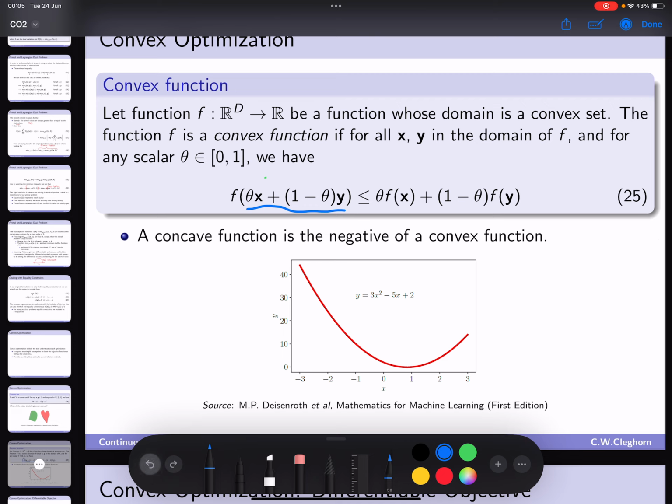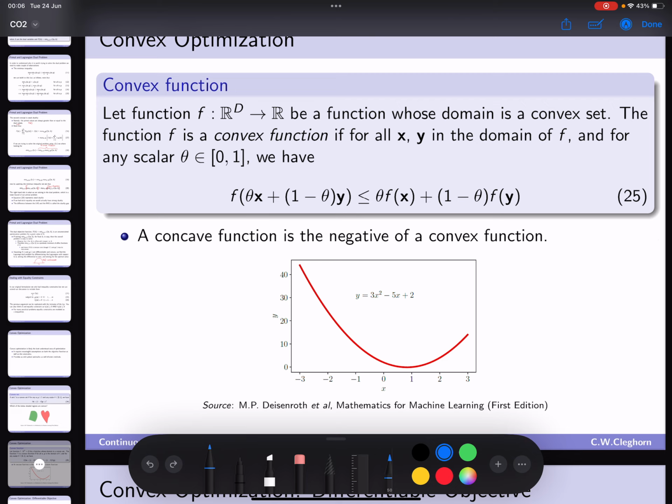So regardless of how I pick theta, if I have x and y, any point in their linear interpolation will still be a valid value within the domain of f, and it's still a valid value I can pass into f. So if the domain wasn't a convex set, then it's not guaranteed that this value I'm going to pass into f would be a valid value. It might be outside the domain, and so then we have a problem. So to begin with, this is where that assumption of the convex set in the domain is necessary.